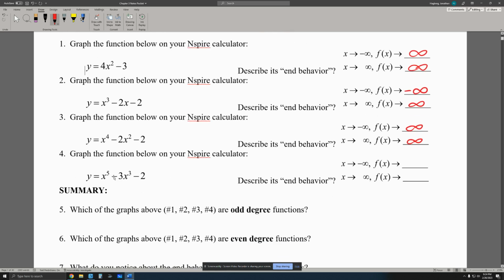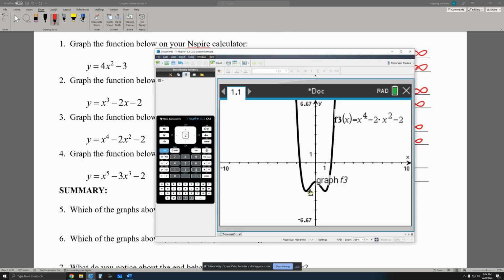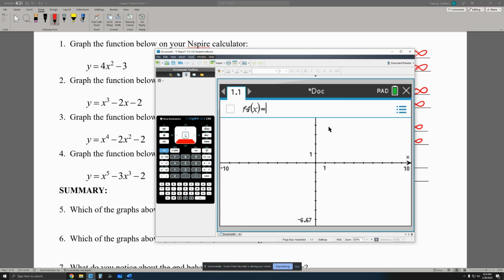All right, so last one here, we have x to the fifth minus 3x cubed minus 2. This would be a quintic polynomial, so a quintic trinomial to be specific. So let's go ahead and toggle this one off. And then we'll type in the next one, x to the fifth minus 3x to the third minus 2.